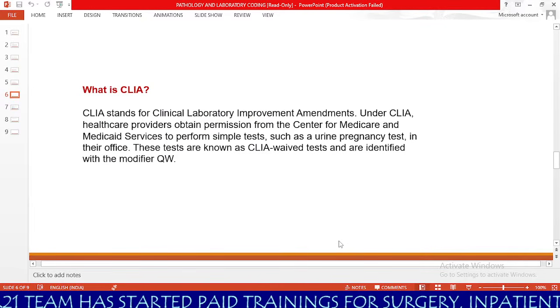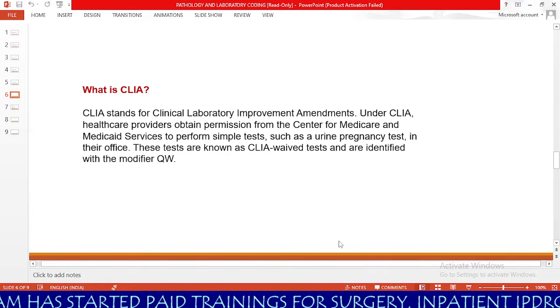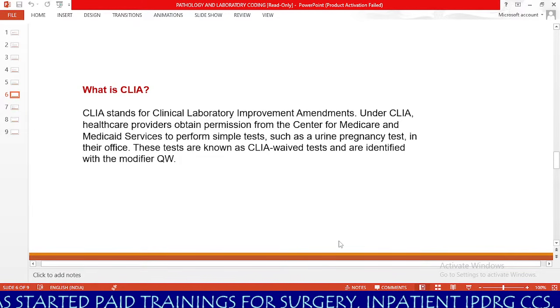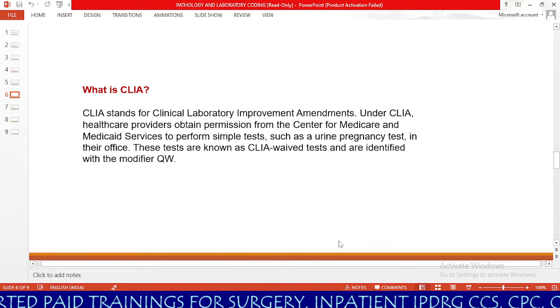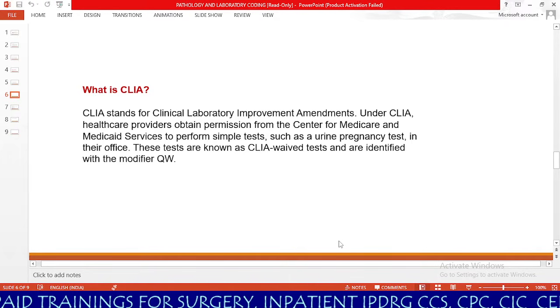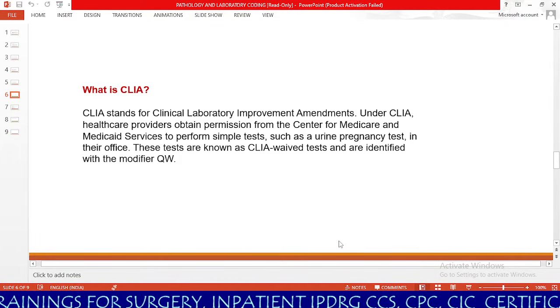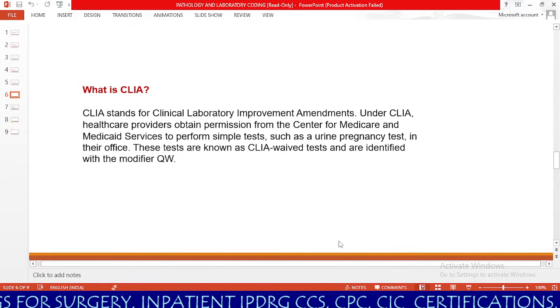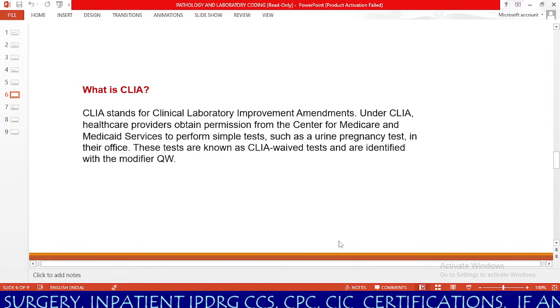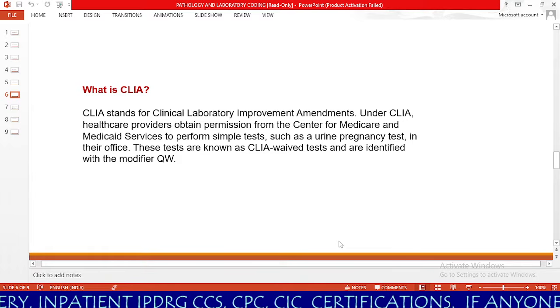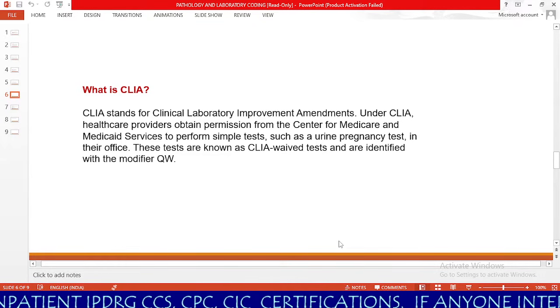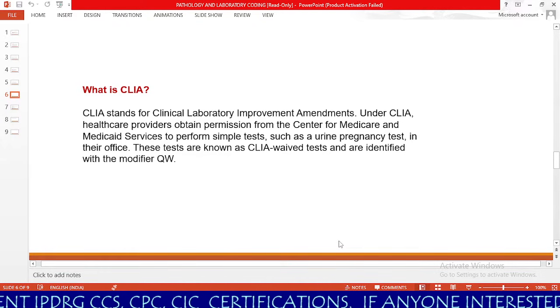So next one is, what is CLIA. CLIA stands for Clinical Laboratory Improvement Amendments. So under CLIA, healthcare providers obtain permission from the CMS to perform sample tests such as a urine pregnancy test in their office. These tests are known as CLIA-waived tests and are identified with the modifier QW.